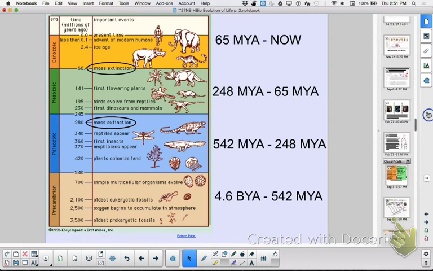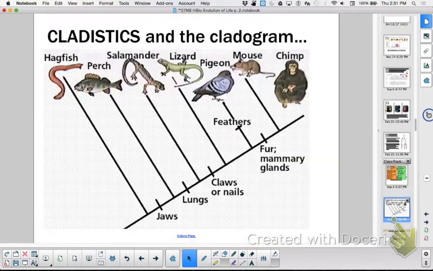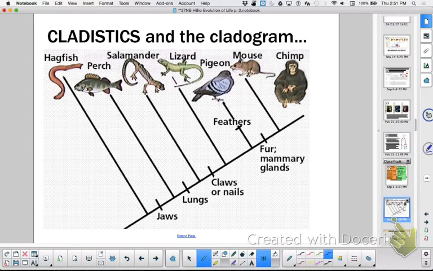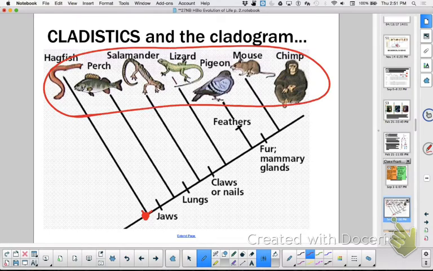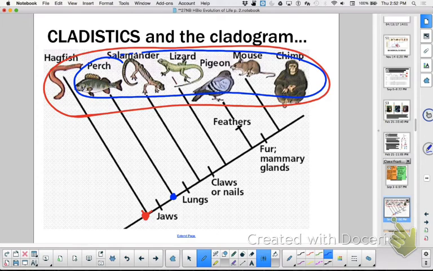Oh, so then we talked about cladograms. Remember cladograms? So we said, okay, this spot right here, this red, is a common ancestor to all of these guys right here, right? At this point, this is a common ancestor to all of them. But this right here, this one, is a common ancestor to all of these. Why? Because this ancestor up here had jaws and hagfish doesn't.